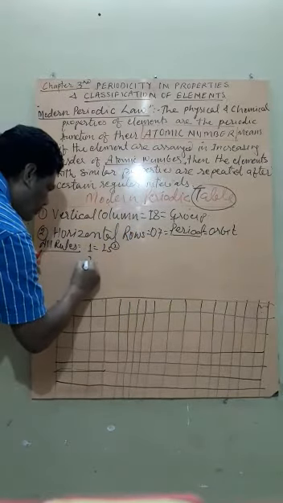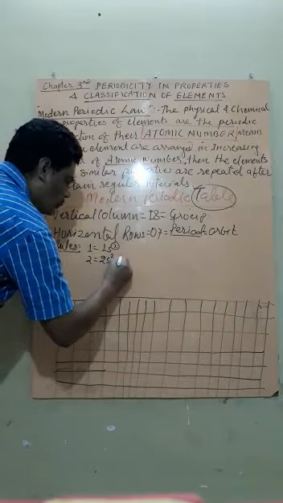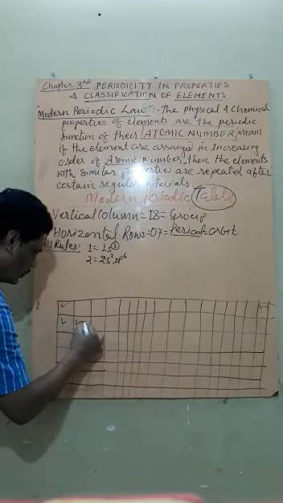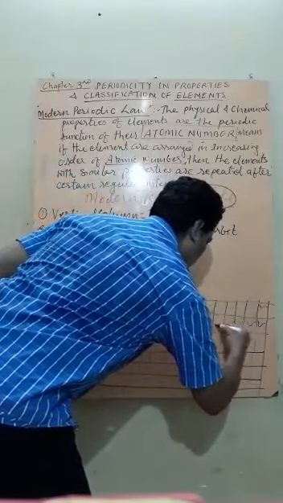Second period consists of 2s2, 2p6. So 2 plus 6 is equal to what? 8. So now you place 1, 2. This is 2s2, because the period number is second. And now 6. So 1, 2, 3, 4, 5, 6. Here will be the element.